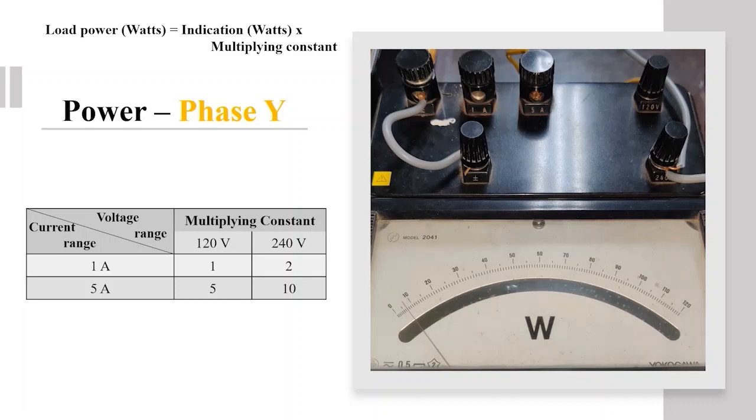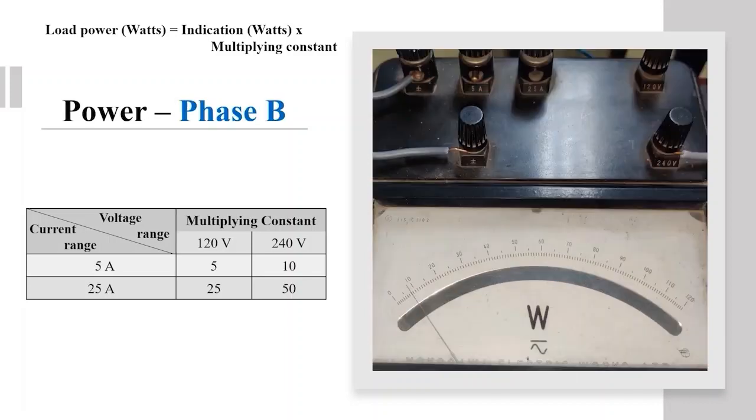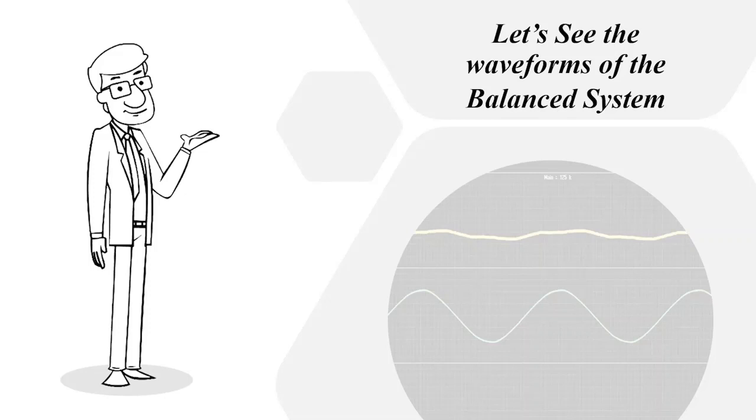Now read phase Y power. Write down the power reading. Then read phase B power and write down the power reading. Let's see the waveforms of the balanced system.